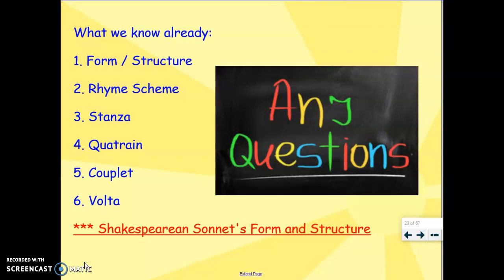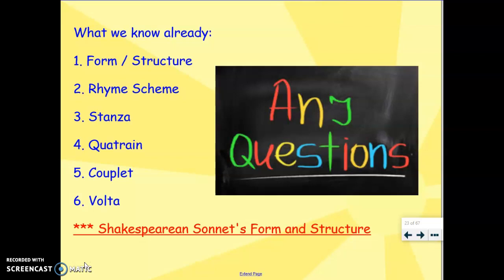We know what rhyme scheme is and how to label it. We use new letters for every new rhyme in a rhyme scheme. We also know what a stanza is. A stanza is a very fancy word for a poetry paragraph. We should know what a quatrain is by now. A quatrain is actually a 4-line stanza or a 4-line grouping.